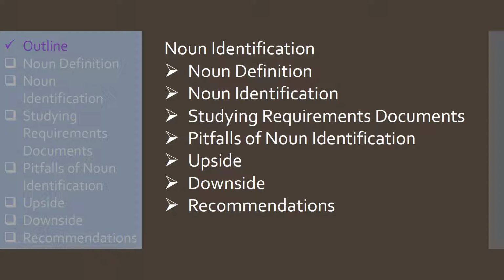Quick outline of what I'll be presenting today: first I'm going to go over a quick noun definition, and then I'll briefly discuss and cover noun identification and how we could use that in studying requirement documents. Then I'll briefly review the pitfalls of noun identification. Then I'll complete this presentation with the upside and downside of noun identification. And finally, I'll discuss a few recommendations.